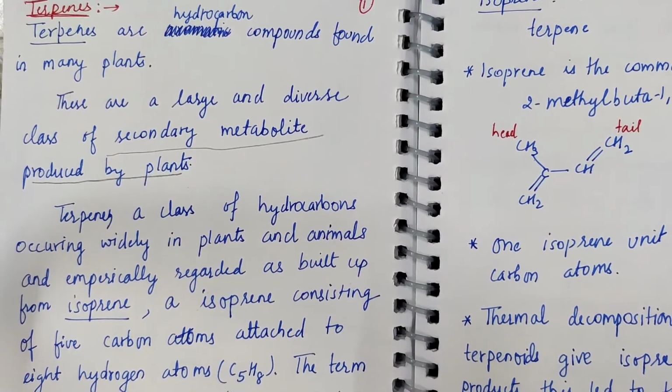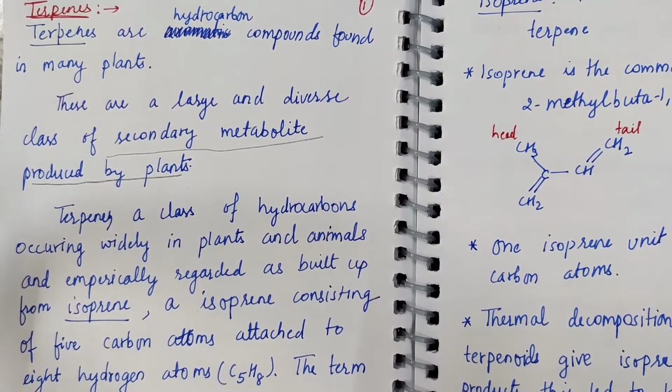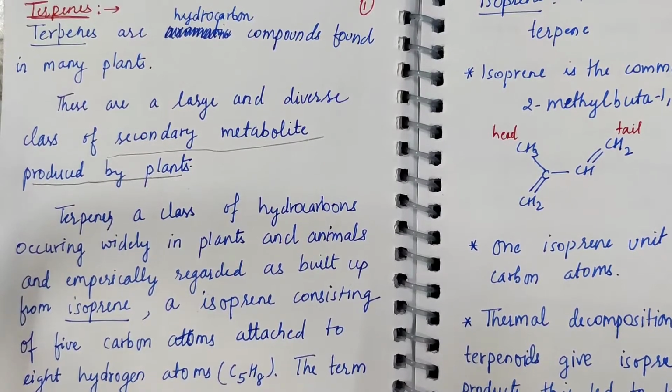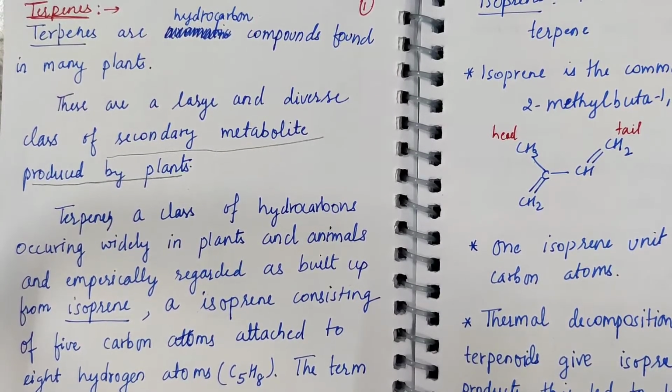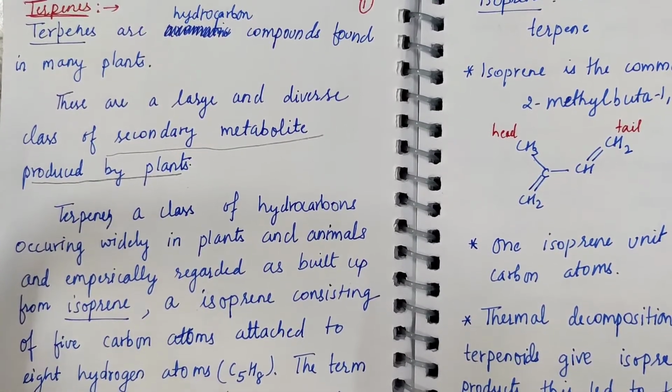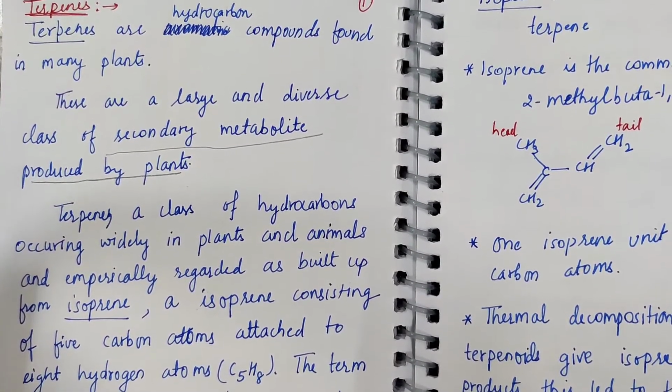Today we are going to study about terpenes. Terpenes are hydrocarbon compounds found mostly in plants and in some animals. These are a diverse class of secondary metabolites produced by plants. Secondary metabolites are those metabolites which are essential but not necessary for the survival.